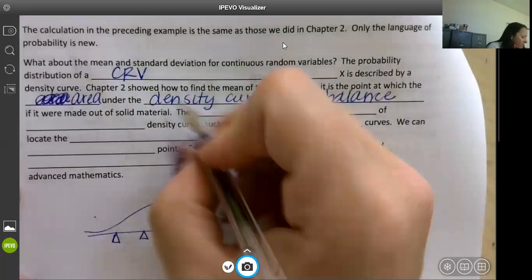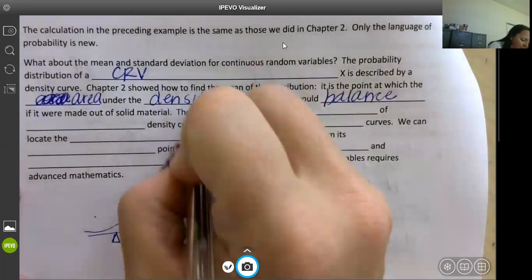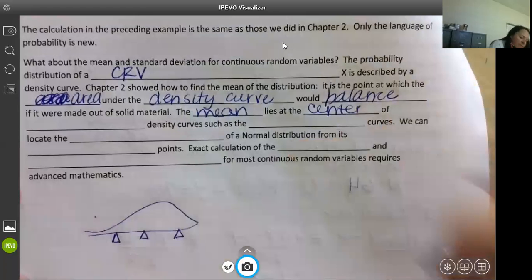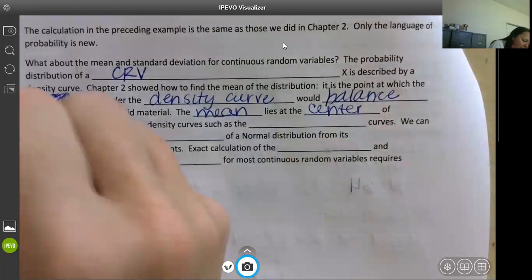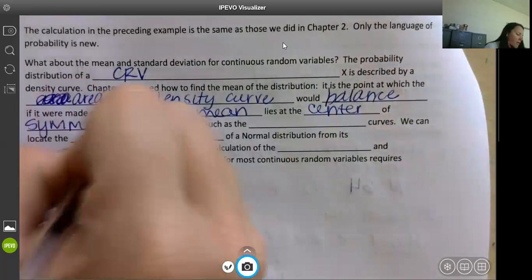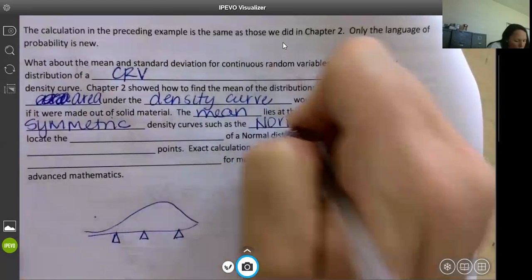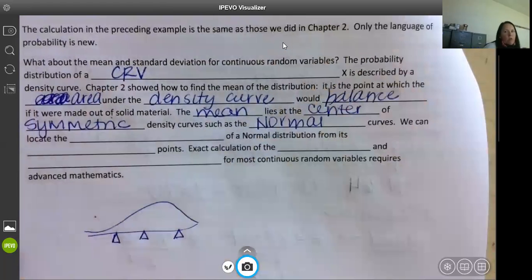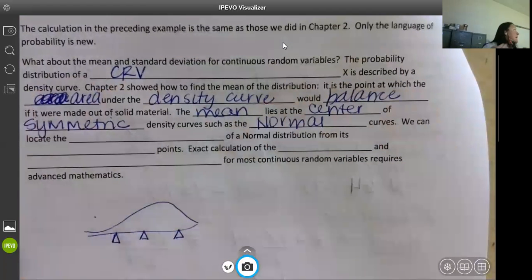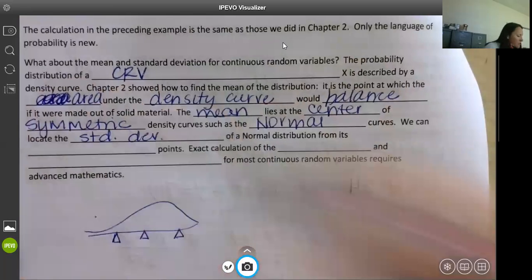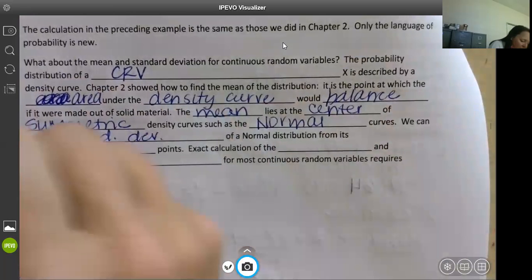So if they were made out of solid material, the mean lies at the center of symmetric density curves, such as the normal curves. And we always want to work with normal, and you'll learn that later on, so that we can do calculations. So we'll end up making skewed into normal curves. We can locate the standard deviation of a normal distribution from its inflection points.